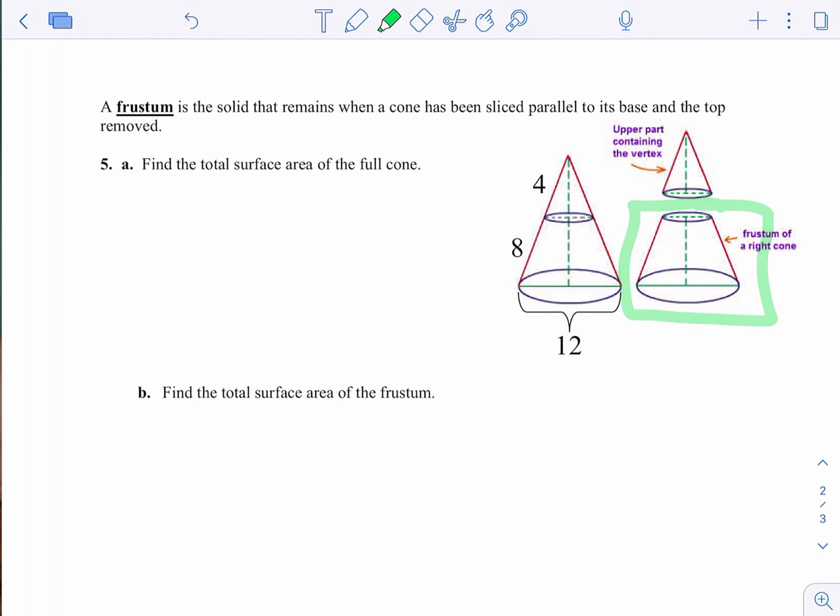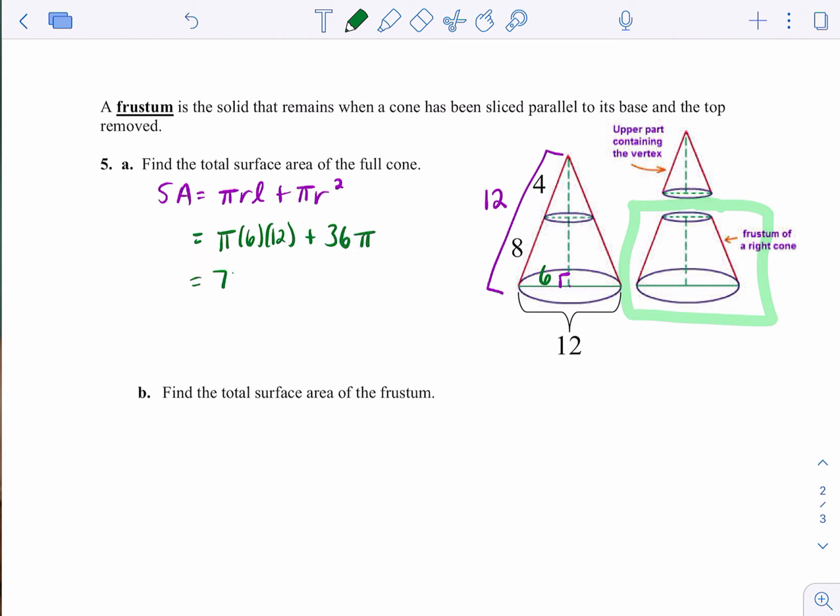But first, we are going to find the total surface area of the full cone. So remember, for a cone, surface area is pi RL plus pi R squared. So for the full cone, the slant height, we are given the two pieces of it, but if we were to add those together, the full slant height is 12. And then remember, the diameter is 12 for this cone, but we need to cut that in half, giving us a radius of 6. So for our surface area, that makes this pi times 6 times 12 plus pi r squared, so plus 36 pi.